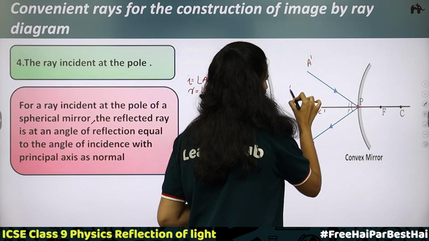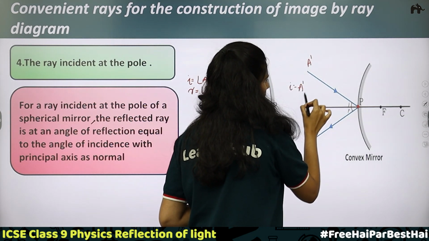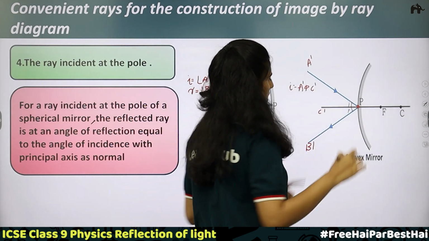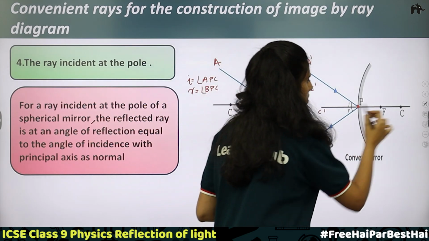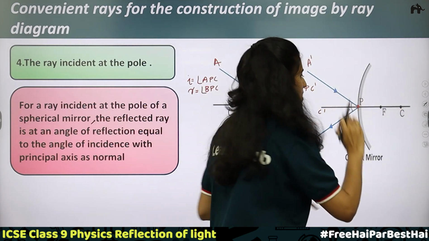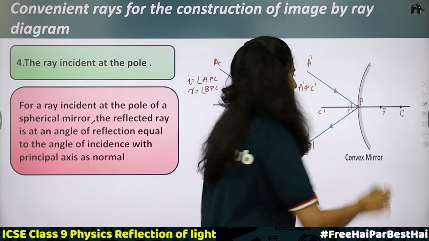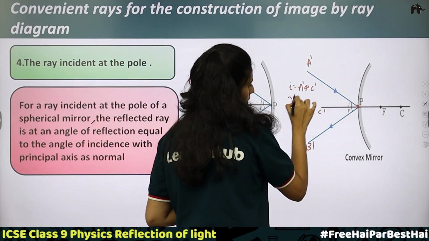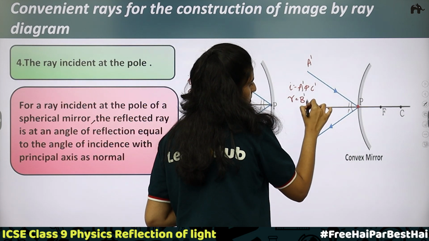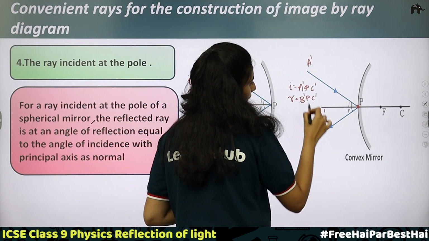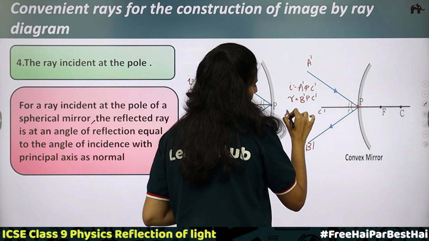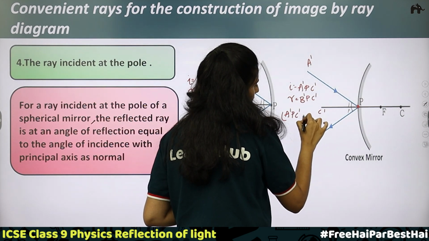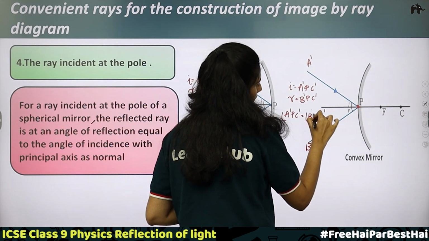Angle of incidence i is equal to angle A'PC'. Here C' is taken because C, the center of curvature, is behind the mirror, so we just consider the point C' to get the angle. Next, angle of reflection is equal to angle B'PC'. And these two angles will be equal: angle A'PC' is equal to angle B'PC'.